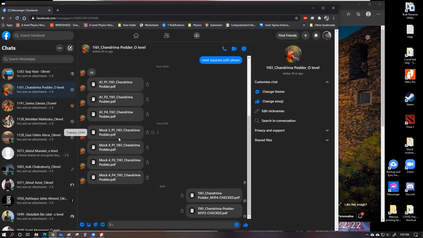If you can't, then you either have to use Messenger Lite or you have to share the CamScanner links, if that's the case. Any further question, Polaban?